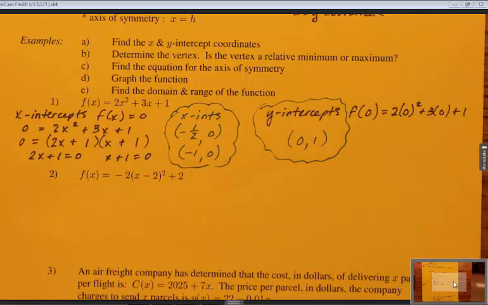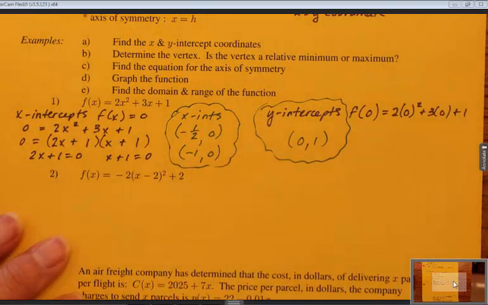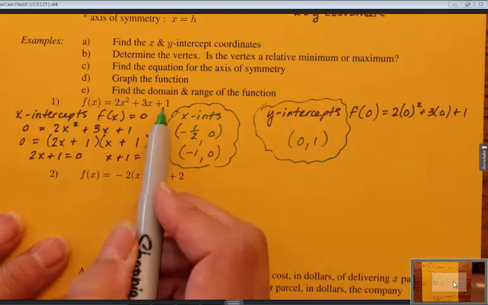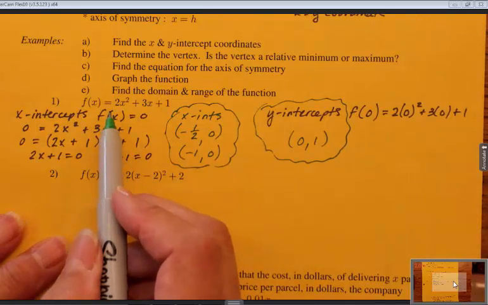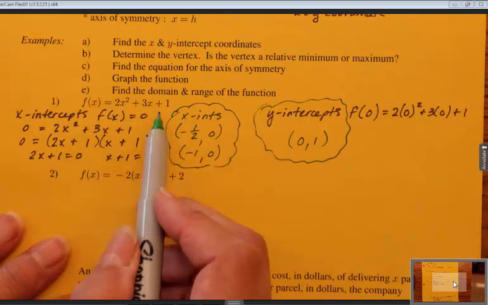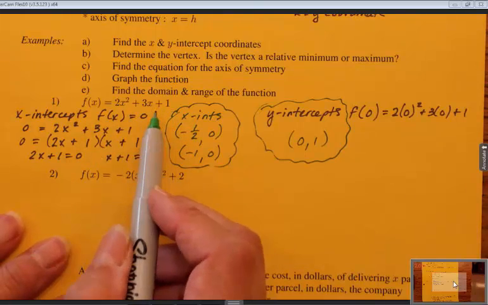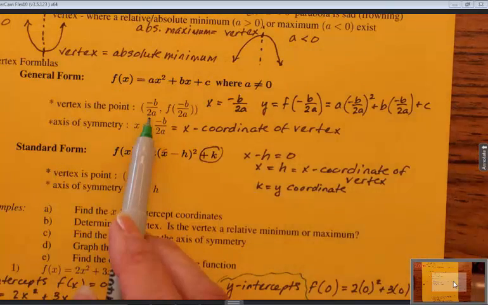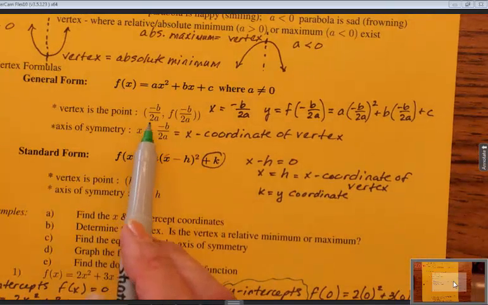Okay, what else are we supposed to do then? We're supposed to determine the vertex. How do we find our vertex? So look at your equation. Is it in the general form or is it in the standard form? It's in the general form. So we're going to use negative b over 2a to find our x-coordinate for our vertex. So x equals negative b over 2a.